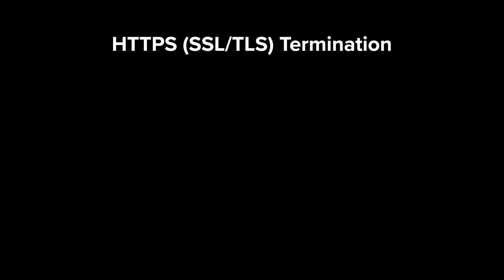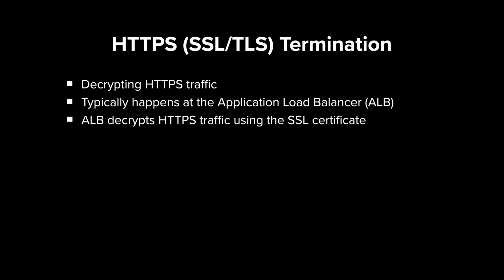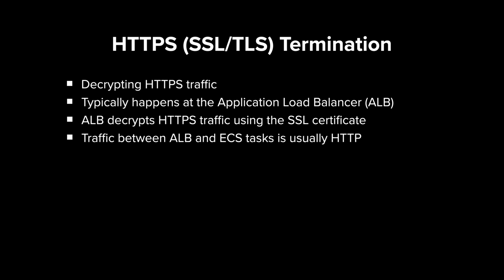Let's now understand what HTTPS termination means. HTTPS termination simply refers to the point where encrypted HTTPS traffic is decrypted. In a typical ECS setup, this termination happens at the Application Load Balancer, where the SSL certificate is attached. The ALB uses this certificate to decrypt incoming HTTPS requests from users. After decryption, the traffic is forwarded to ECS tasks, and this internal communication is usually done over HTTP.